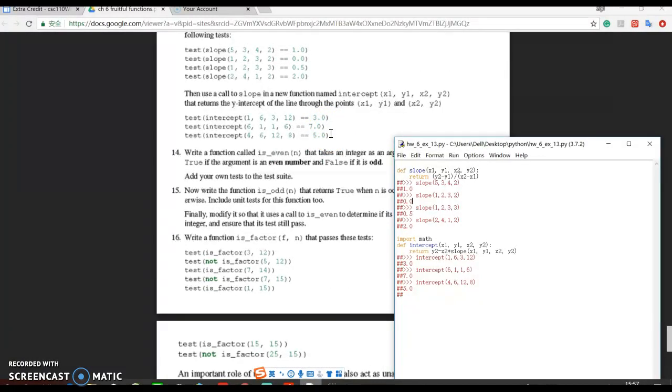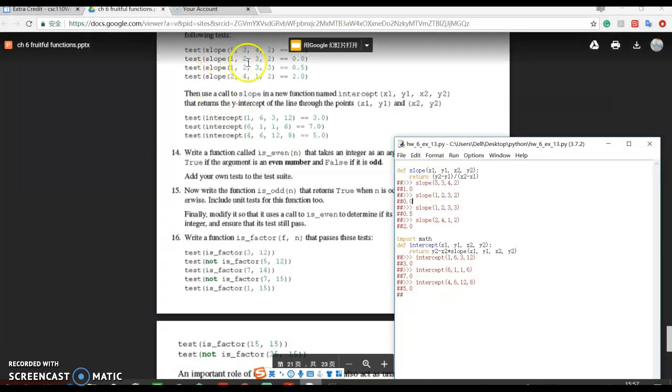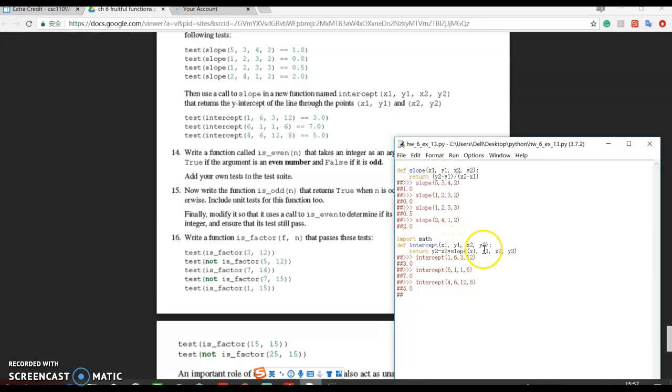And the second is to use the slope in a new function named intercept x1, y1, x2, y2 that returns the y-intercept of the line through the points x1, y1, and x2, y2. So the second function is define intercept x1, y1, x2, y2. We can see here. And the formula for that is just, the intercept is the point through the y-axis. So we return that. And we can see that.